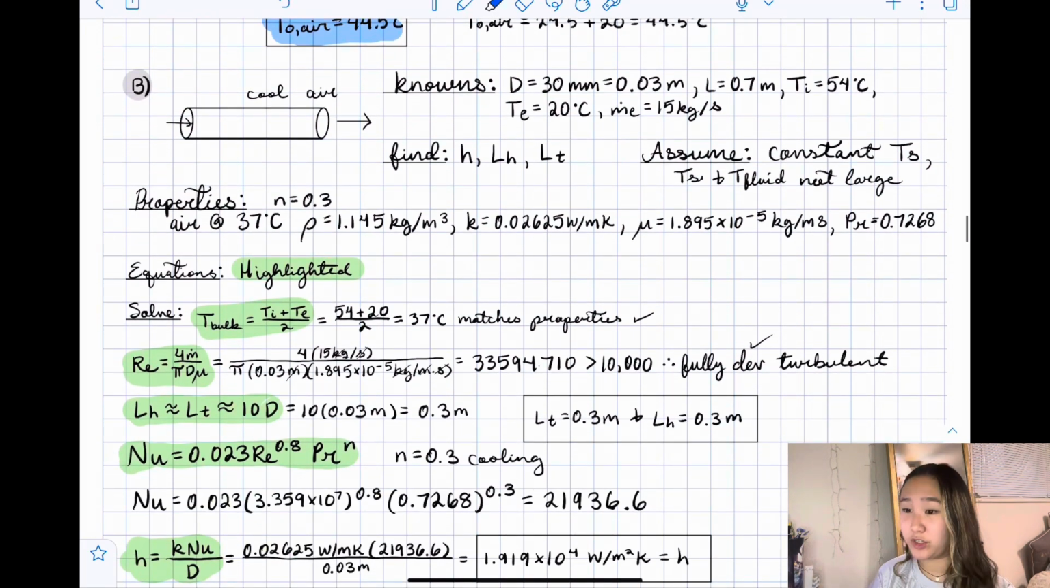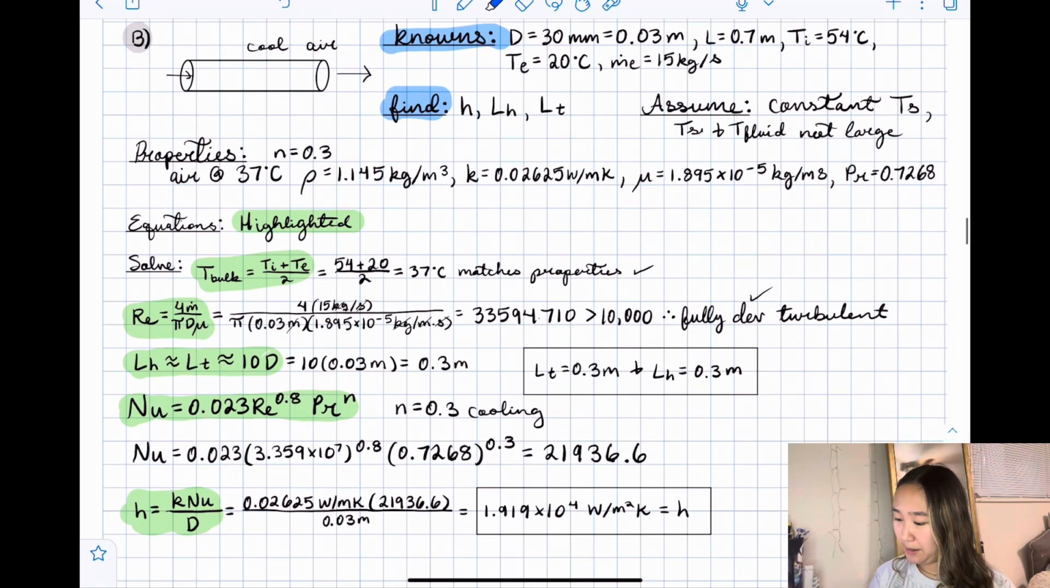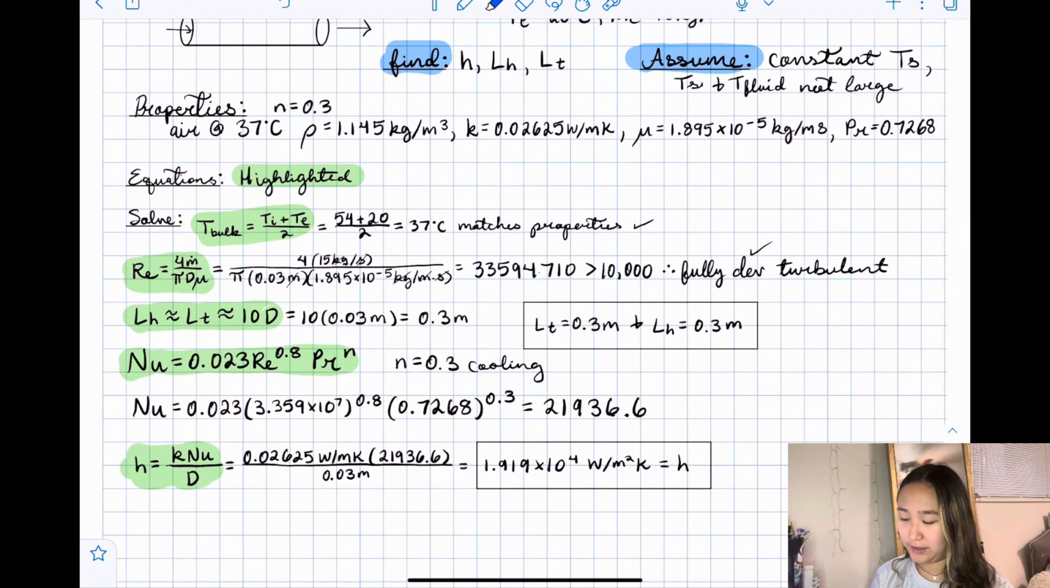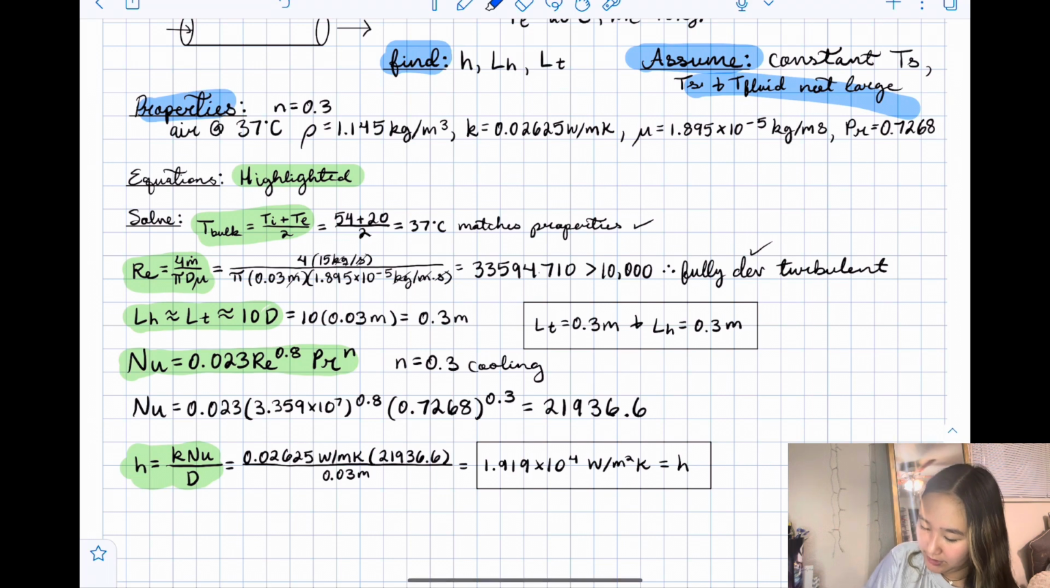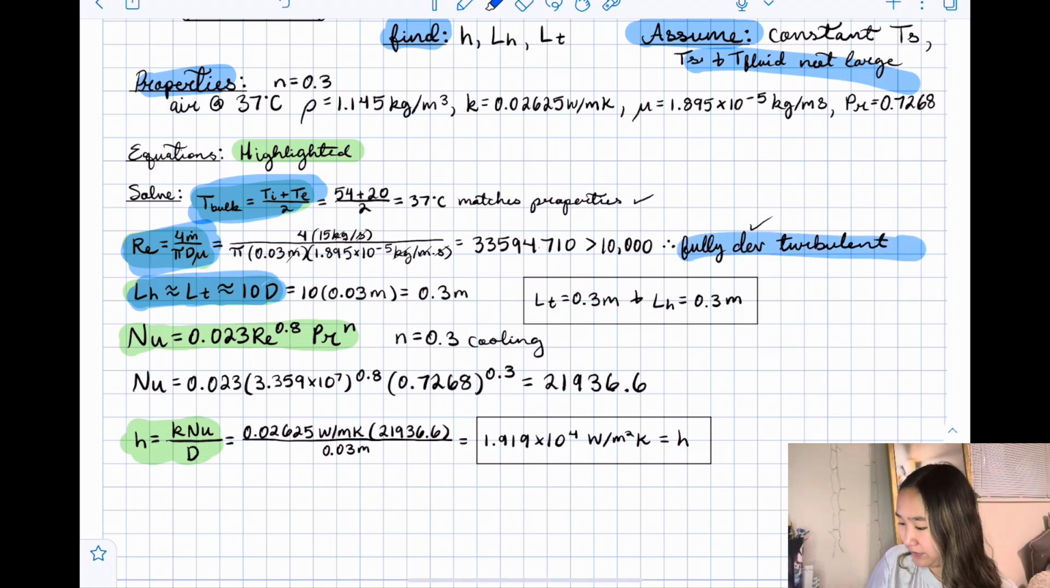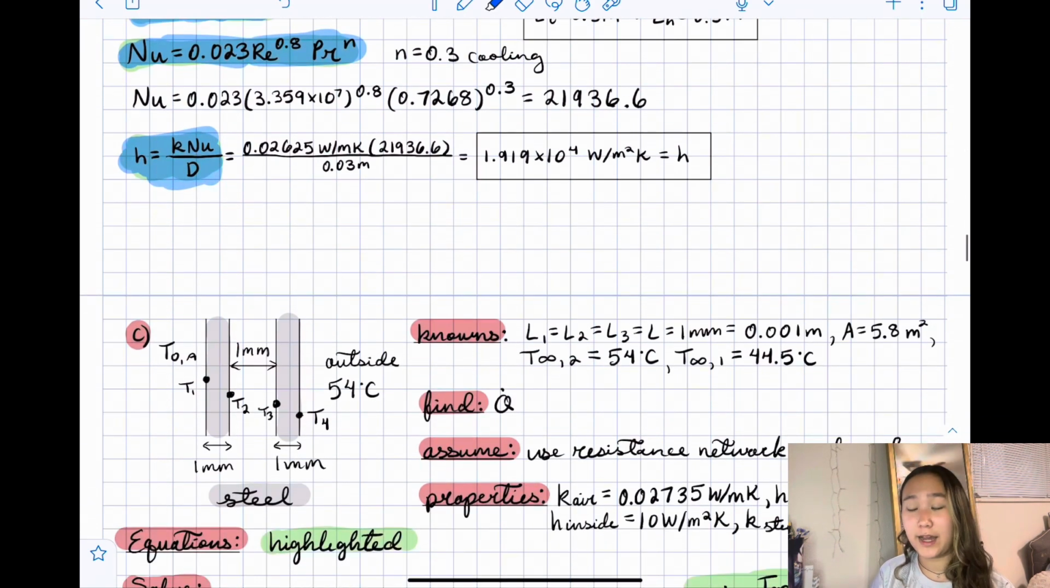For part B, which was the forced internal convection, here are the knowns. I asked to find H, LH, and LT, and assume constant T surface, and that the temperature difference isn't that large. Some properties, and here's the T bulk equation, Reynolds number, and I found that it was fully developed turbulent flow. So from there, here are the equations you need to use to solve for what I asked for.